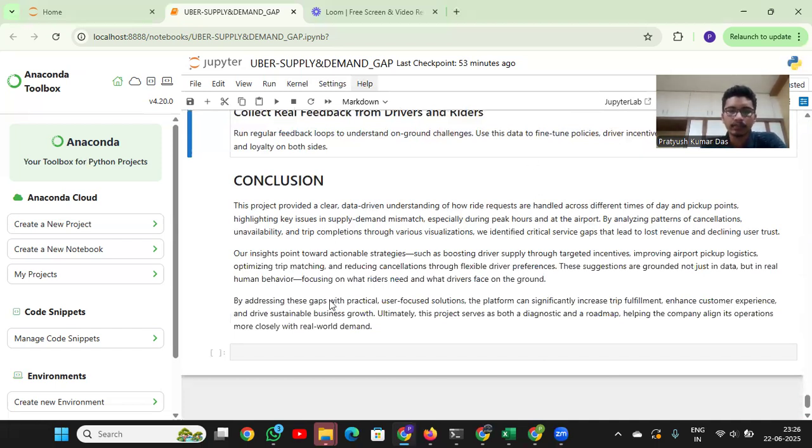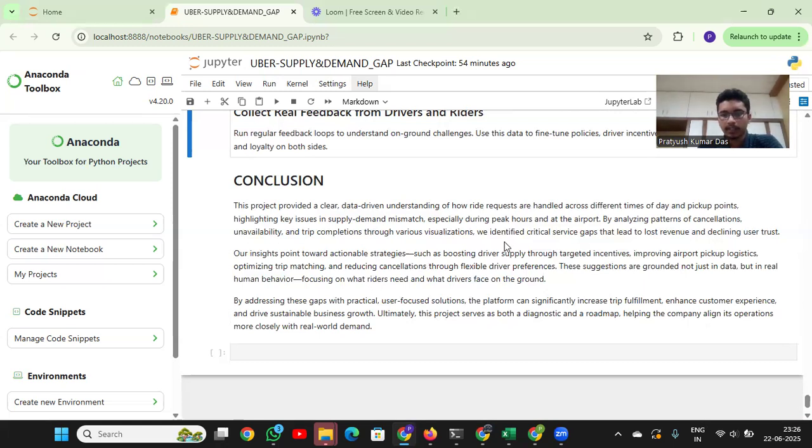And coming to the main conclusion, this project provided a clear data-driven understanding of how the different requests are handled across different times of the day and pickup points, highlighting the key issues in supply-demand mismatch around the city and the airport. By analyzing the patterns of cancellation, unavailability, and trip completions through various visualizations, we identified critical service gaps that lead to lost revenue and declining user trust.